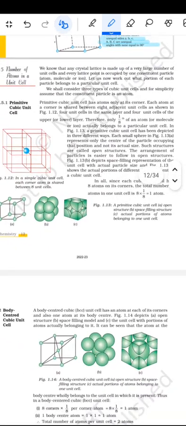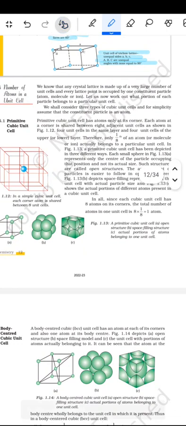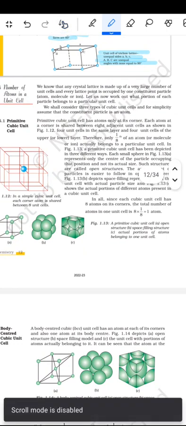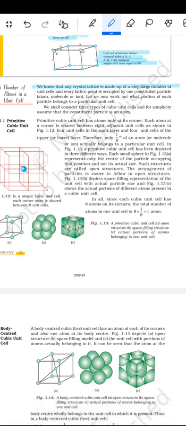Now let's talk about the number of atoms in the unit cell. NCERT says that we know that any crystal lattice is made up of a very large number of unit cells and every lattice point is occupied by one constituent particle, atom, molecule or ion. Let us now work out what proportion of each particle belongs to a particular unit cell. It says we shall consider 3 types of cubic unit cell and for simplicity assume that the constituent particle is an atom.